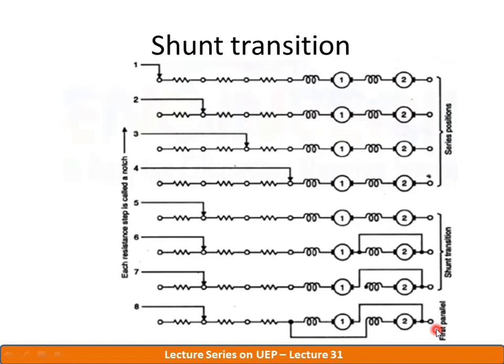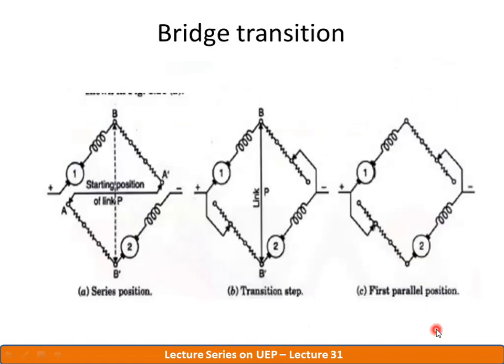In order to avoid this effect, in order to avoid the bypassing of a motor, in order to avoid the jerking effect, in order to increase the bearing life, the shunt transition method is replaced with the bridge transition method. What is the bridge transition method then?